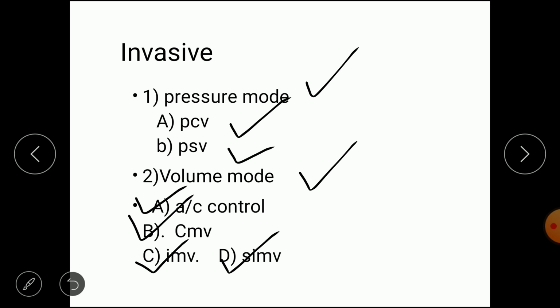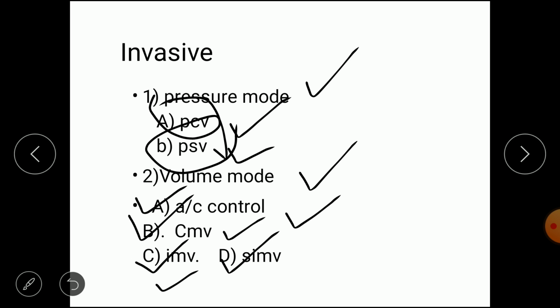We see one by one in next. What is PCV? That is pressure control ventilation mode. PSV, that is pressure support ventilation. AC control, then CMV. CMV, that is control mandatory ventilation or continuous mandatory ventilation.